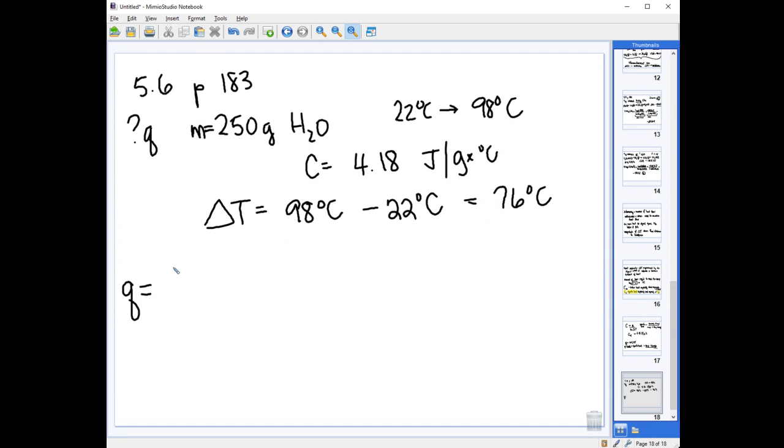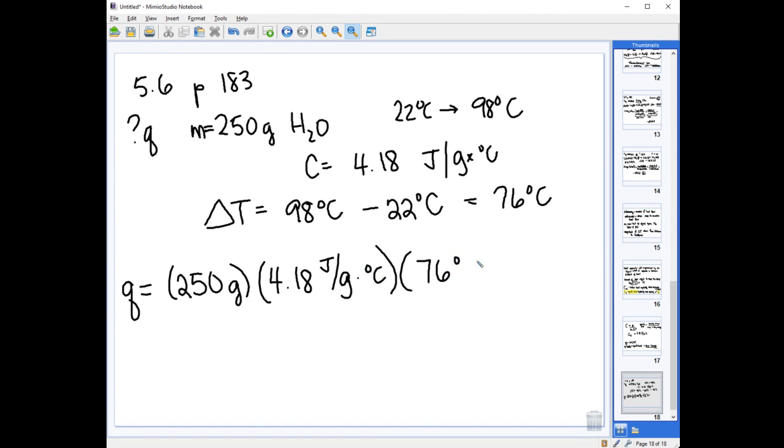Q is equal to M, my mass, 250 grams, times C, my specific heat, 4.18 joule per gram degree Celsius, times my delta T, 76 degrees Celsius. So notice what's going to happen here. My degrees Celsius cancel because this is on the bottom. It's joule per gram times degrees Celsius. So my degrees Celsius cancel, my grams cancel, I'm left with joules, which is my unit for Q.